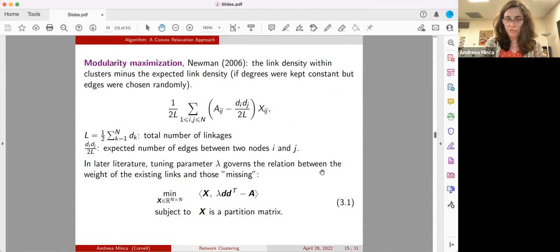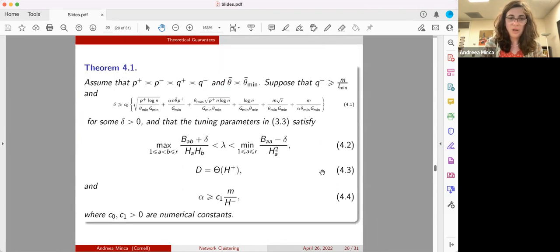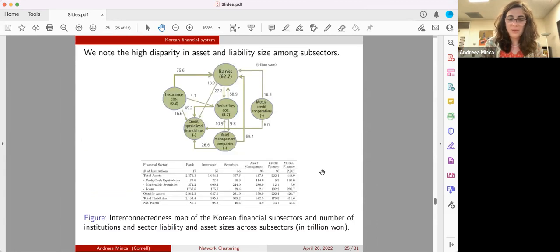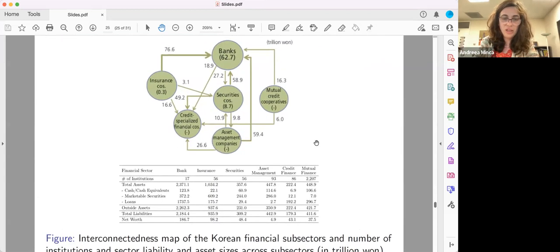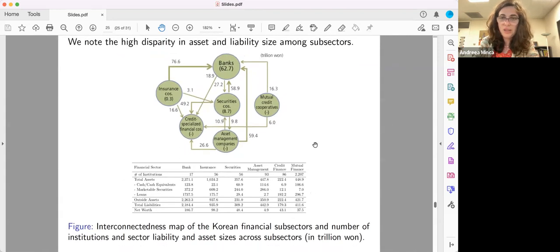perhaps I can show you first, before I go into the details of the algorithm, an example. This is the example of the Korean network. This is data that is published by the Bank of Korea, and it is actually a snapshot of the entire financial ecosystem in Korea. So you have the banking system, insurance, and then you have securities, credit, specialized financial companies, asset management companies, mutual credit cooperatives. It is not at the level of a network really, but you can map it to what I was saying in theory.